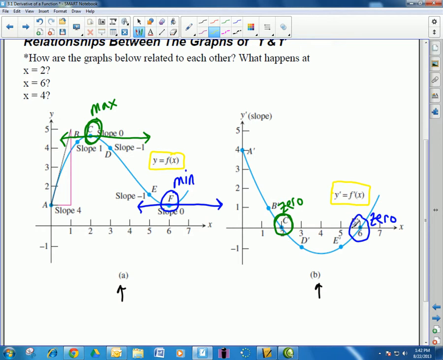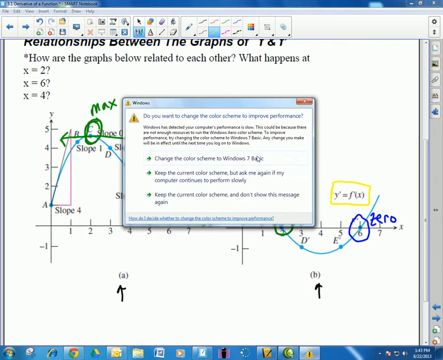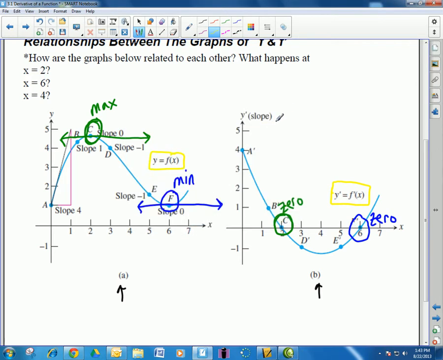This is extremely important. There are going to be several questions on the AP exam that deal with connecting the graphs of the original function to the derivative, or even later on we'll learn how to go backwards. What if we give you the graph of the derivative? What can you tell me about the graph of the original function? Really important to know that.